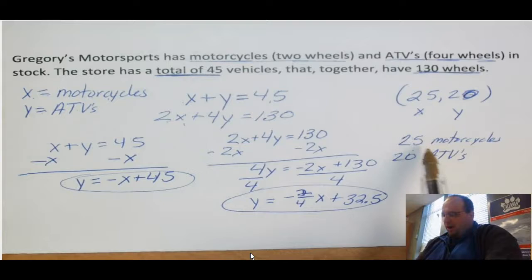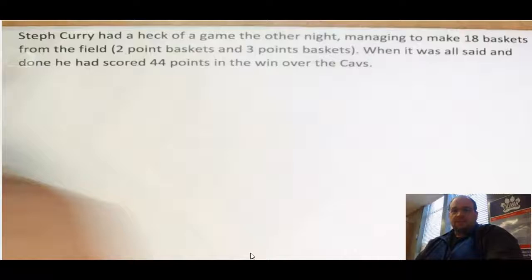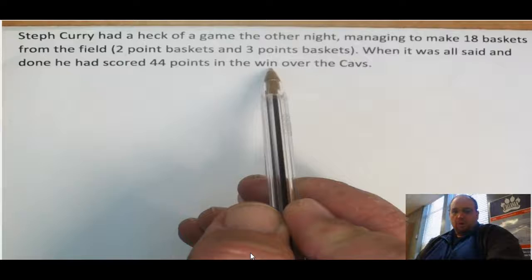All right. So let's go ahead and look at another problem. This one you might like a little bit more. This one's about Steph Curry. He had a heck of a game the other night, managed to make 18 baskets from the field, which were two-point baskets and three-point baskets. No, he did not make any free throws. When it was all said and done, he had scored 44 points in the win over the Cavs.